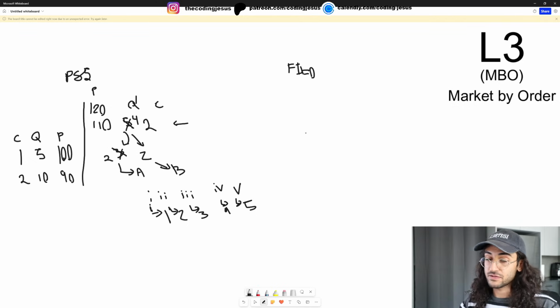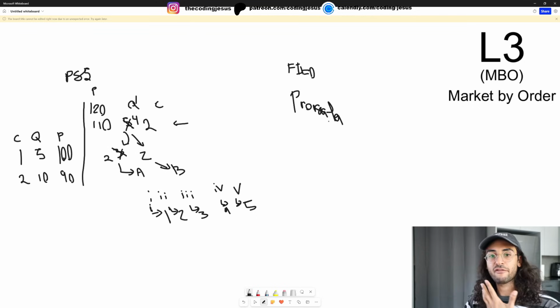Now, this is the simple first in, first out Q priority algorithm. But beyond FIFO, there's a lot of other Q priority algorithms. I'm going to talk about one more in today's video, and then I'm going to be talking about more in a separate video, okay? Another Q priority algorithm is called prorata. Prorata is very interesting. What does prorata mean? Let's take a step back from this whiteboard and discuss what that might look like.